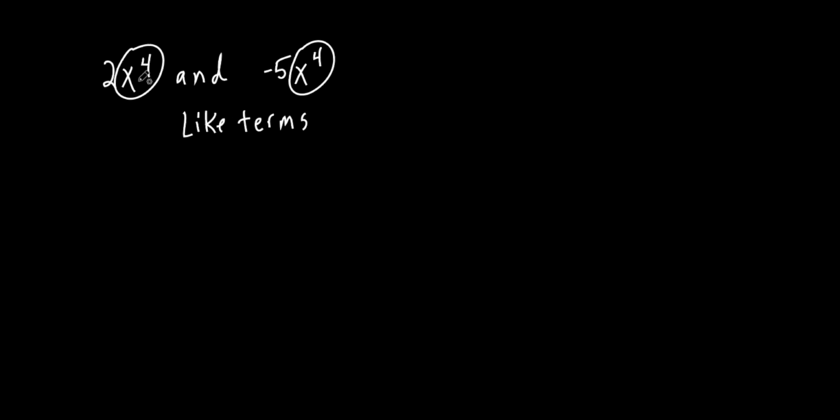Well, that's true. What is the 2? What does the coefficient really mean? It means you have 2 of these things, right? And this means what? You have negative 5 of these things, right? But these things are exactly the same, aren't they? All right, so they're like terms. Make sense? Let's do another one.